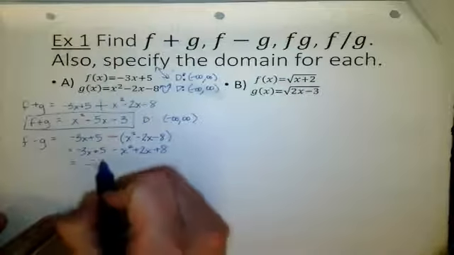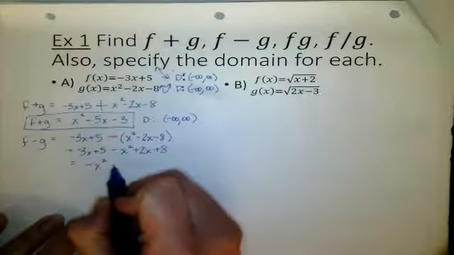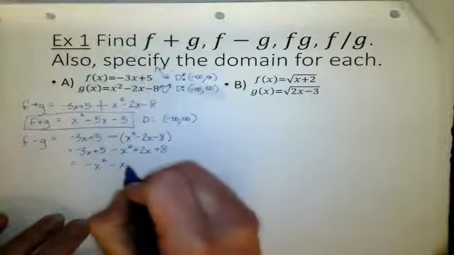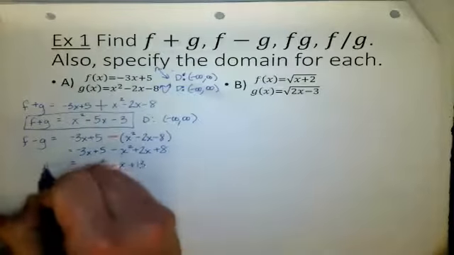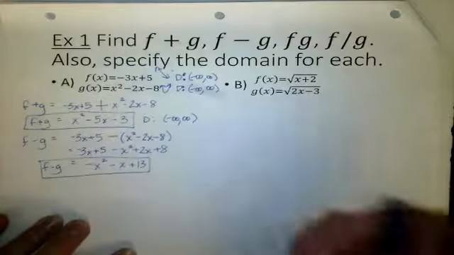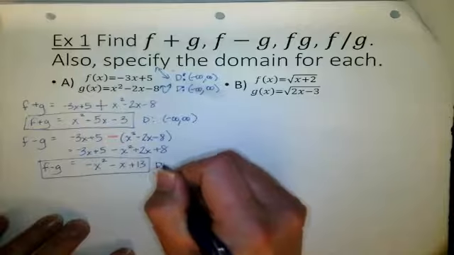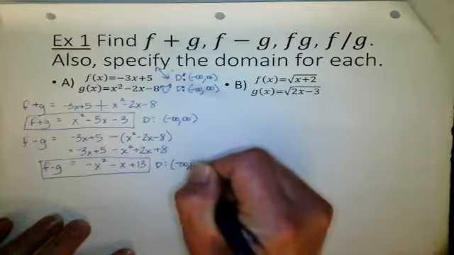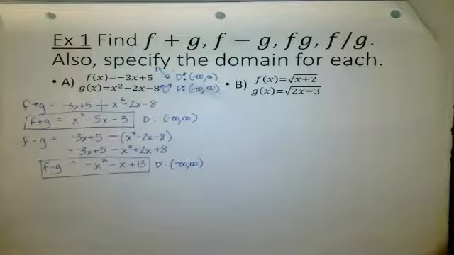So we get negative x squared minus x plus 13. Good. And that's f minus g in terms of x. And again, what shape is it? Parabola. What's the domain? Negative infinity to positive infinity. Good. Yes, it is. In fact, that's true for every polynomial.